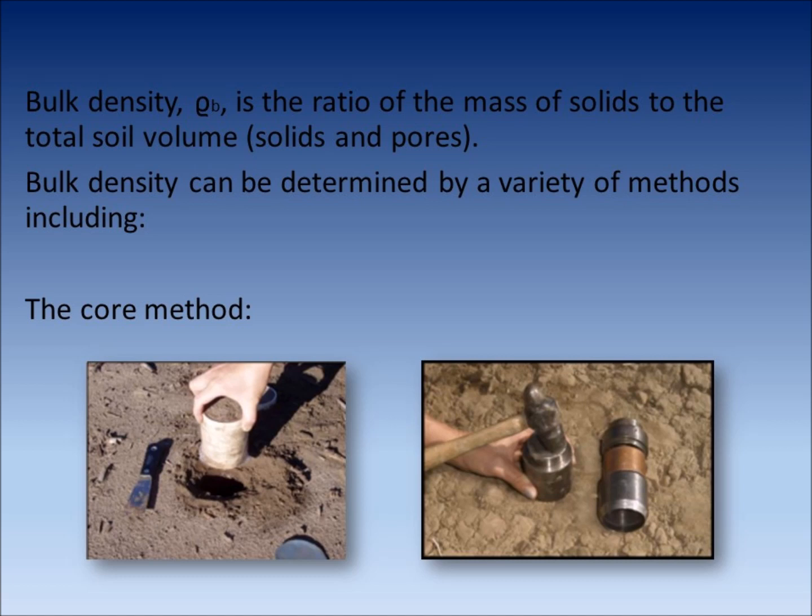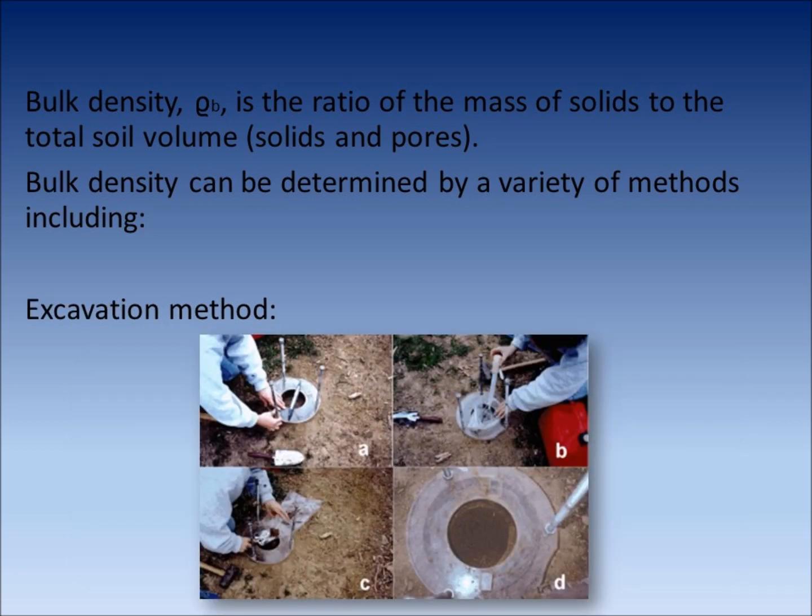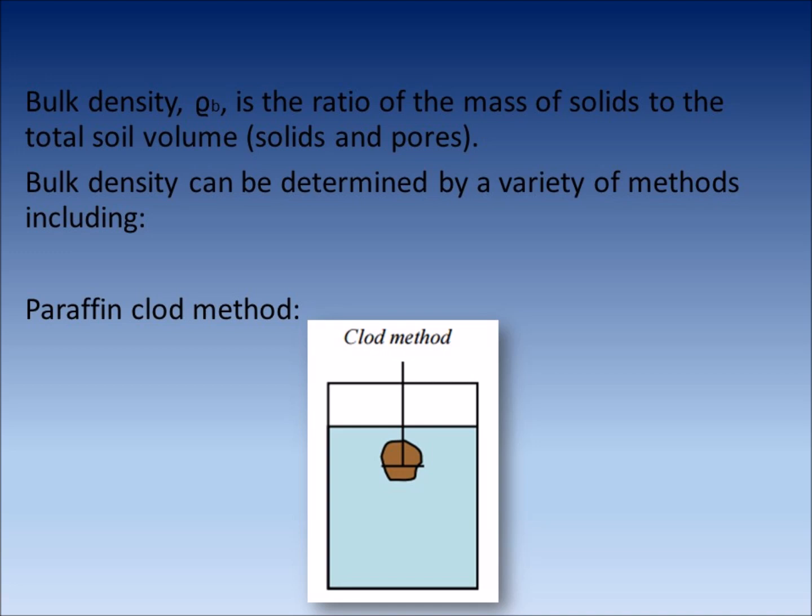Bulk density is the ratio of the mass of solids to the total soil volume. Bulk density can be determined by a variety of methods, including the core method, the excavation method, and the paraffin clod method.